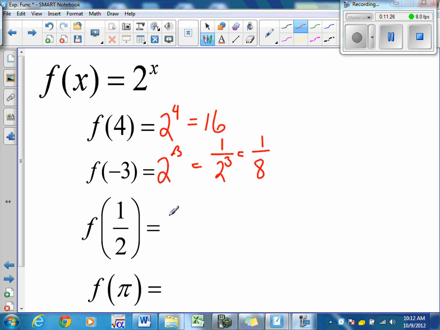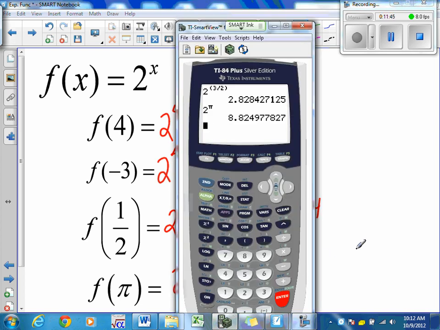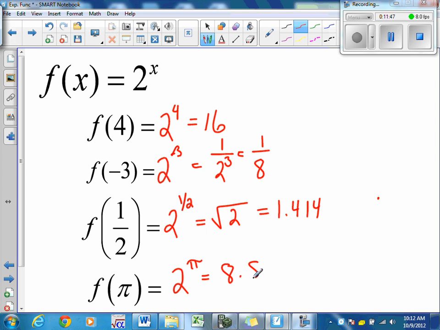2 to the 1/2 for f of 1/2. We're going to think that's just the square root of 2. Or it will be 1.414 decimals. 2 to the pi. I'm just plugging pi in for x. And that was 8.825. So an exponential function, our variable is just in our exponent, which is new. It's different. We've got to be more careful.